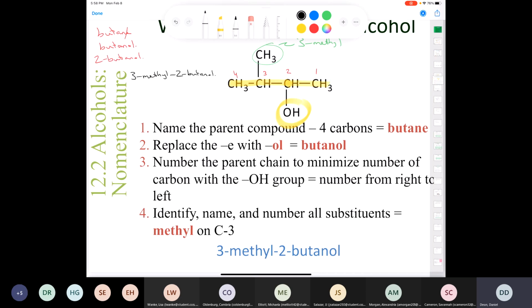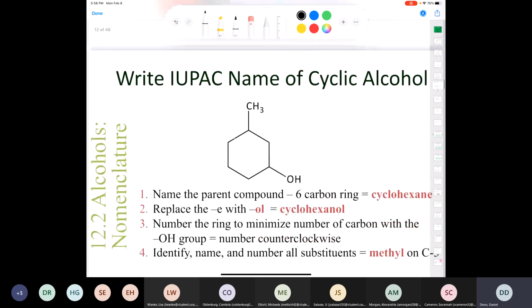All right, give me a thumbs up if you follow me just on the concept of naming an alcohol. Think, you know what, Mr. Dion, give me some time. I'll have it figured out. Yeah, okay, cool, great.